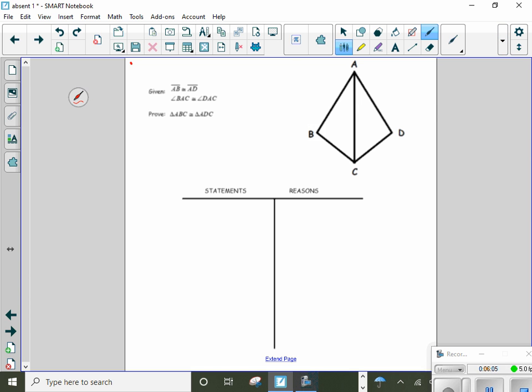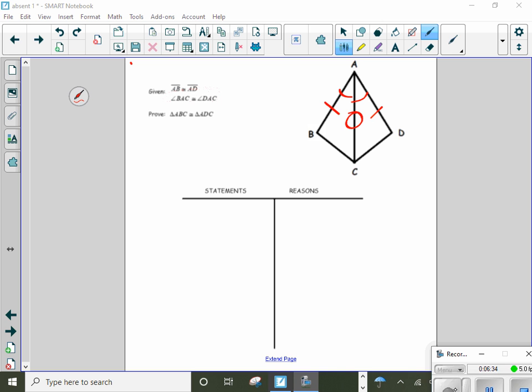Right off the bat, it says AB is congruent to AD, so we mark that in the picture. AB, AD, those two segments are congruent. Second, it says angle BAC is congruent to angle DAC. Angle BAC is this one up here, and it's congruent to angle DAC, that's this one right there. That is also given, so that'll be our second line of the proof. Then we also know that the center segment is congruent to itself. That's going to be by the reflexive property.